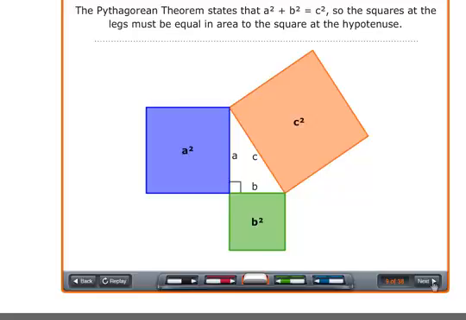The Pythagorean theorem states that A squared plus B squared equals C squared. So the squares at the legs must be equal in area to the square at the hypotenuse. Okay, so what she's saying is if we find the area of A and we find the area of B, it's going to equal the area of C.